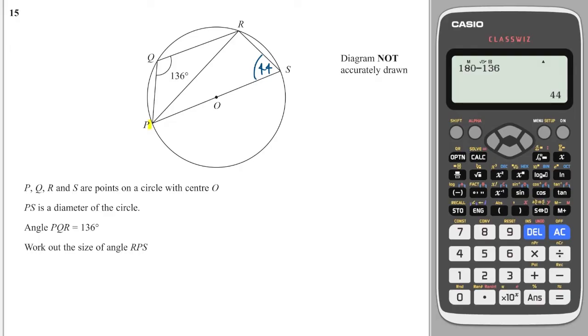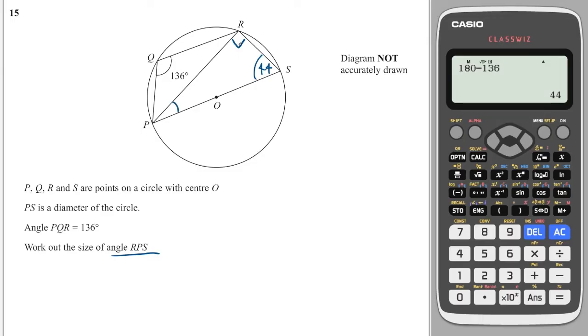Next, what we have is a diameter and a triangle inside that semicircle. And when we have this set up, that angle at the top there is always a right angle. So that's a right angle. Okay, and now let's actually read the question and see what they're asking us for. RPS, so this angle in here.